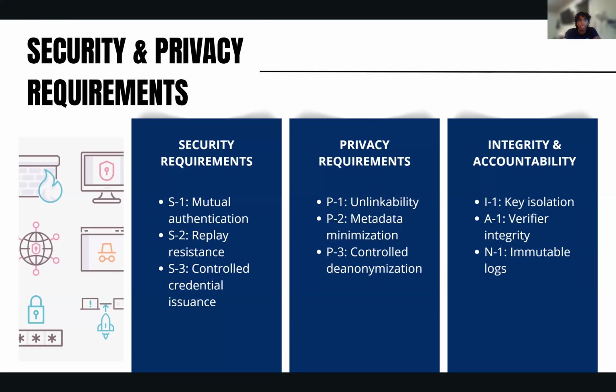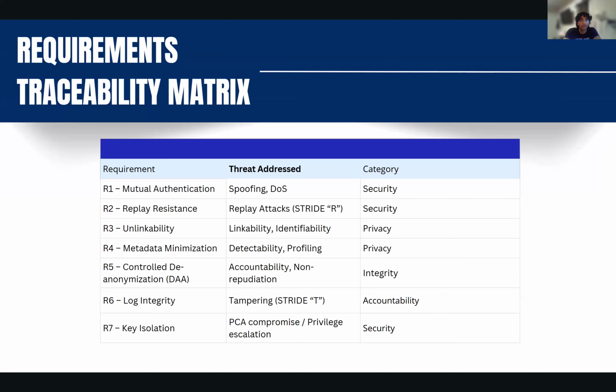So next slide. This is our requirements traceability matrix. Each requirement addresses specific threats. We have R1, which is mutual authentication. This prevents spoofing and denial of service. And we have R2, replay resistance. This stops replay attacks through nonce validation. R3, unlinkability. This prevents cross-flight tracking. Then we have R4, which is metadata minimization. This addresses detectability and profiling.